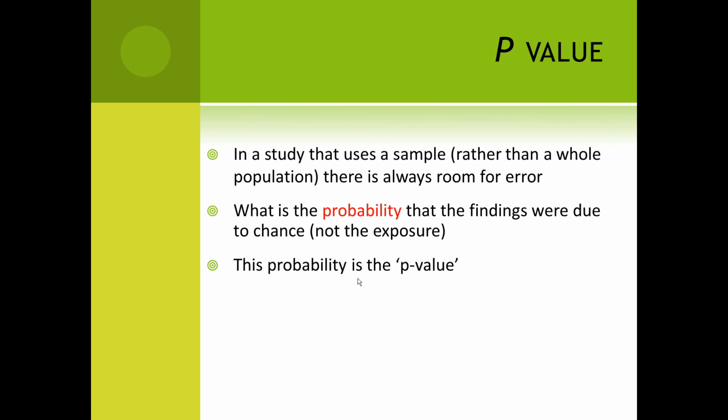So what we want to try and understand very often is what is the probability that the findings that we got, the differences in groups in a piece of research, were due to chance and not to the exposure or the new drug or the new intervention that one of the groups were being exposed to. And this is what is known as the p-value.